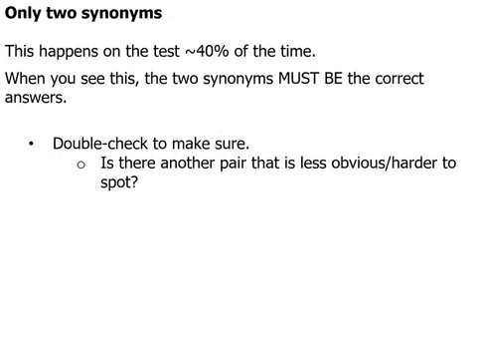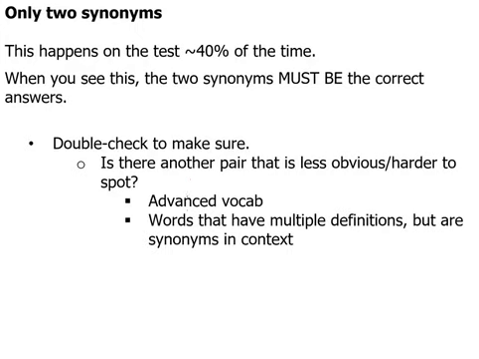What do I mean by this? Well, if you think there's only one pair of synonyms, is there another pair that's less obvious? Maybe a pair of very hard vocabulary words that you're not sure about are synonyms. Something like that. Advanced vocab, but also sometimes words have multiple definitions, but they're synonyms in context. The context would point to their definitions that overlap. So watch out for that.